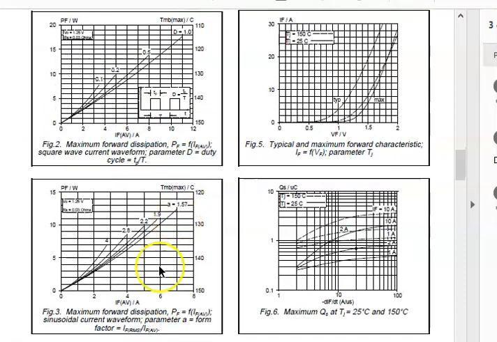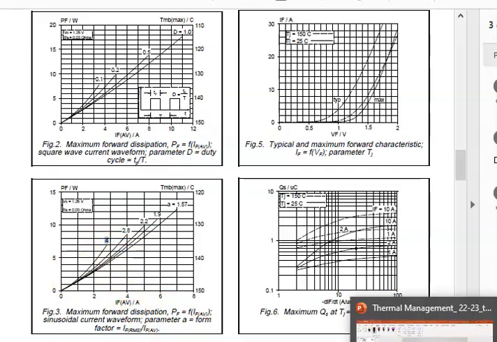So let's say you use this graph using form factor. Form factor means IF RMS divided by I forward average. This is form factor. Form factor of maximum 1.57 or form factor of minimum 1.57. So this is the curve.